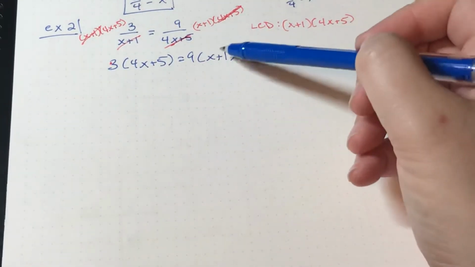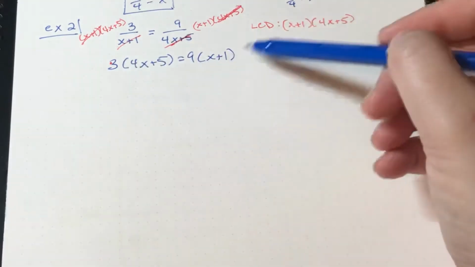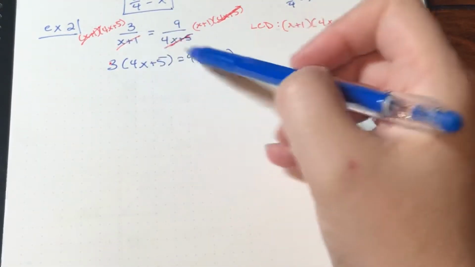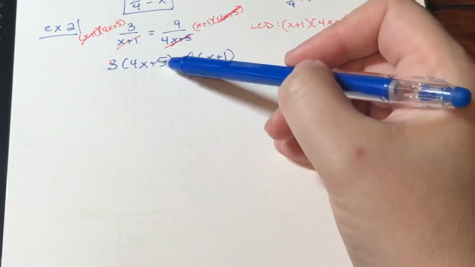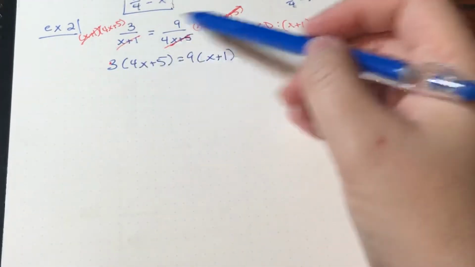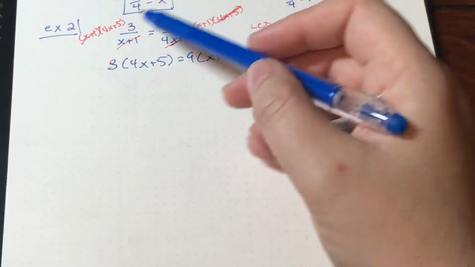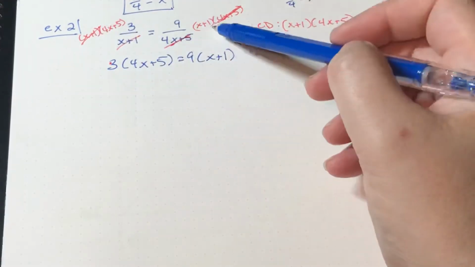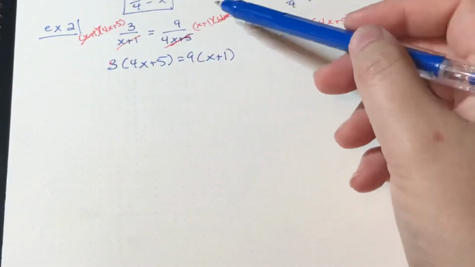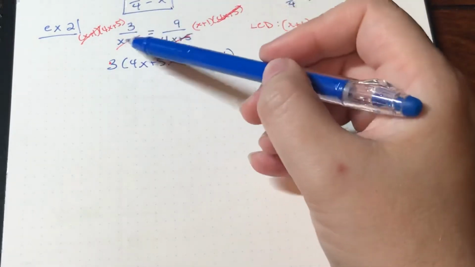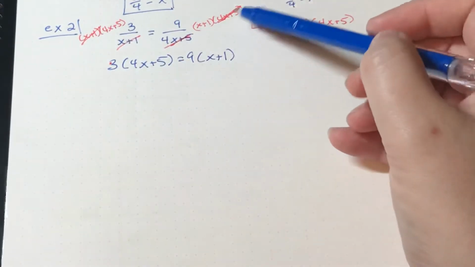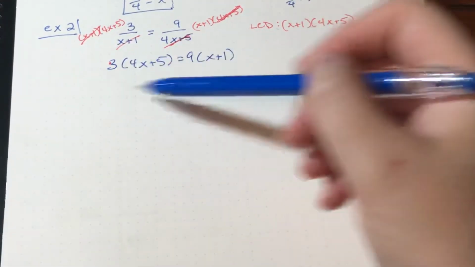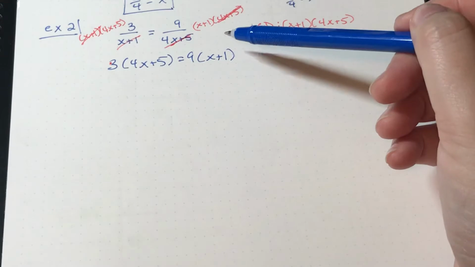So you can see here that this result is the same as if I just cross multiplied 9 times x plus 1, 3 times 4x plus 5. But the reason, again, that it works is because really we're multiplying by both denominators, both sides. So we're using that property of equality, but it works out that these cancel and these cancel, so we're only left with the opposite denominators. That's why cross multiplication works.